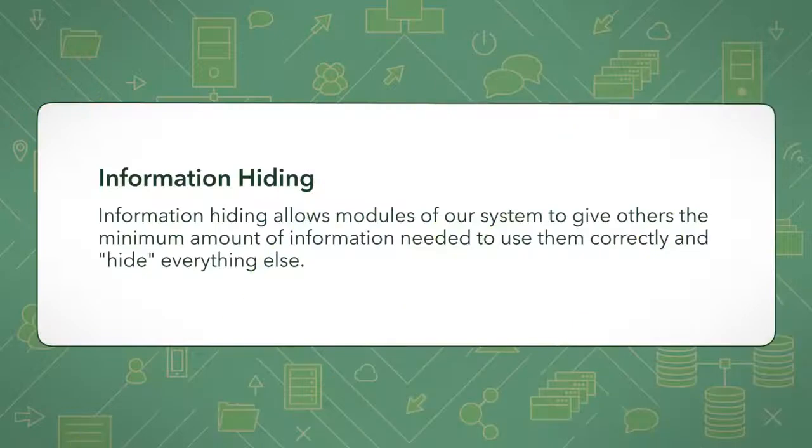Information hiding allows modules of our system to give others the minimum amount of information needed to use them correctly, and hide everything else. Information hiding allows a developer to work on a module separately, without other developers needing to know the implementation details of this module. They can only use this module through its interface. In general, things that might change, like implementation details, should be hidden, and things that should not change, like assumptions, are revealed through interfaces.